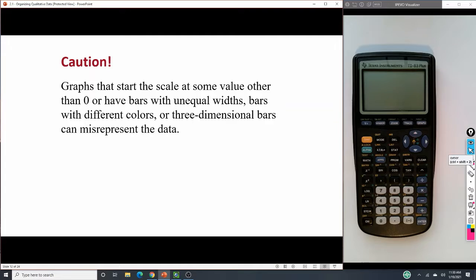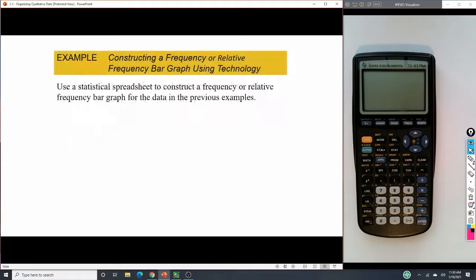Now, graphs that start with a scale of some other value than 0 or have unequal bar widths can misrepresent the data, so you want to be very careful on that. We want things to start at 0 if possible, or at least to be noted that we're not starting at 0. And we want to keep our widths the same if possible. Don't use a bunch of different colors or three-dimensional effects, because they detract the eye from what is really trying to be said.